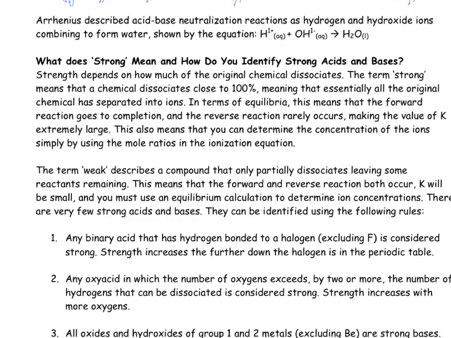You should also be aware of how Arrhenius theory describes an acid-base neutralization. It does so by describing it as a hydrogen and hydroxide ion combining to form water. This is very different than Brønsted-Lowry theory, which we will discuss later.